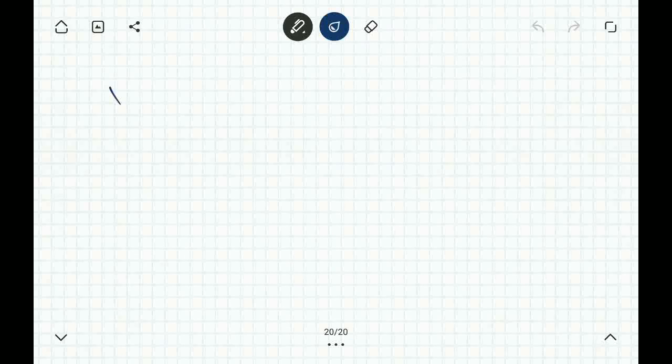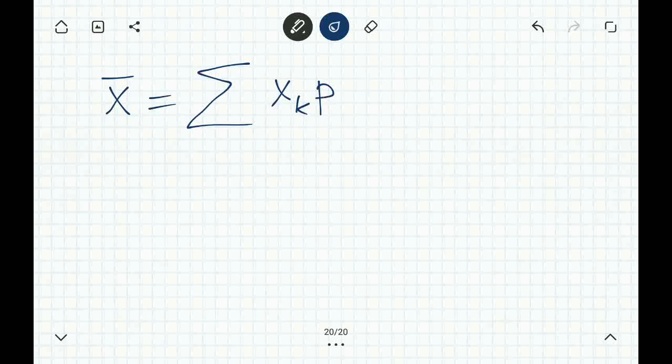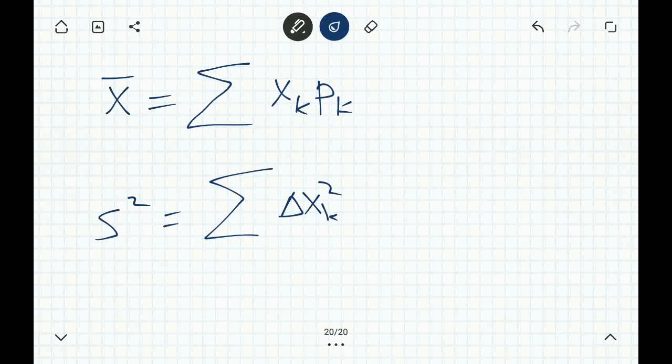So let me just reintroduce those formulas. So if you want to find the mean of something, you take that something, each entry in it, and multiply by the probability, and then add up. If you want to find the variance, you just take squared deviation for each entry. Okay, I was using k, right? And multiply by corresponding probability and then add up.